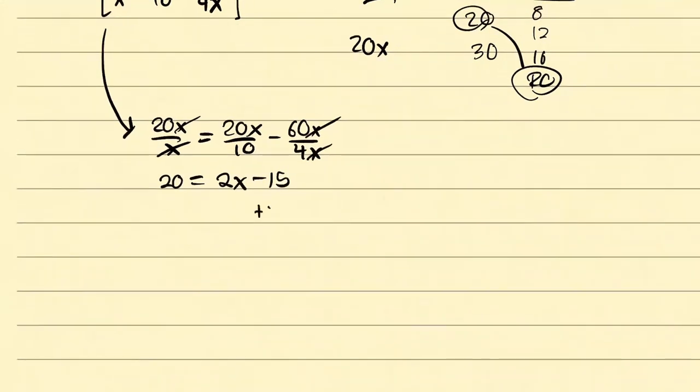I'm going to add 35, not 35, I'm going to add 15 to both sides to isolate x. So I get 35 is equal to 2x. And the final step, division by 2 to get x is equal to 35 divided by 2. And that's my final answer.